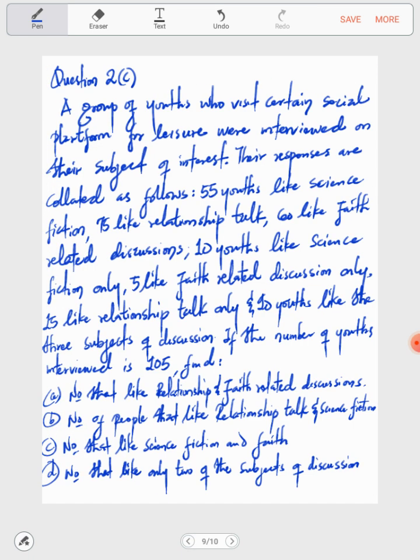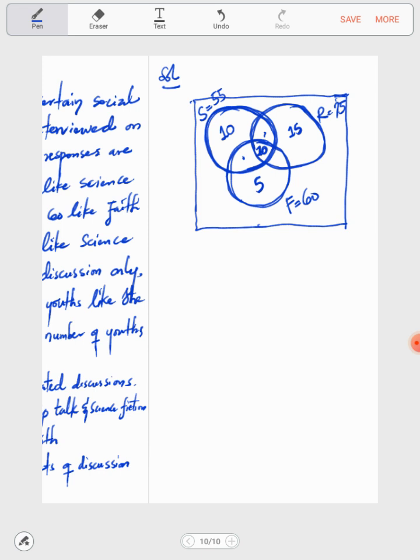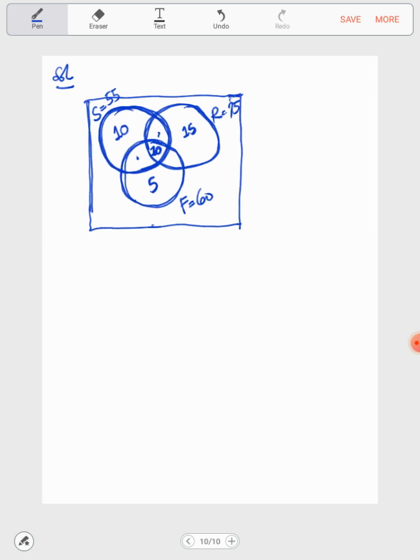Say the total number of youths interviewed is 105. Remember we said the total number is your rectangle, what you have here. So it is 105. Take note of that. Now we'll need some more information. We need to label these regions, call this a, call this b, and call this c. Remember, when we say those that love science fiction, it means the whole of the circle. So let's now do the analysis individually.